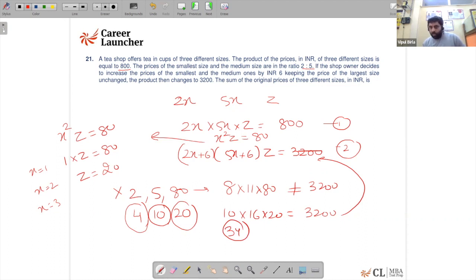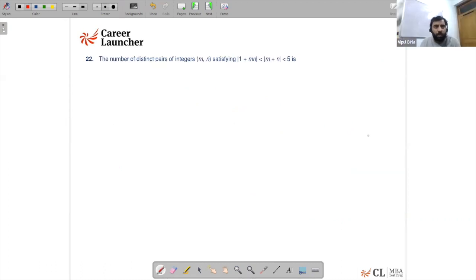So you can make a quadratic equation and solve it, but better is to go ahead with this because this will save your time. Let's look at question number 22, the last question. The number of distinct pairs of integers m and n satisfying that 1 plus mn is less than m plus n, which is further less than 5, where m and n are integers. We are looking for the possible combinations.